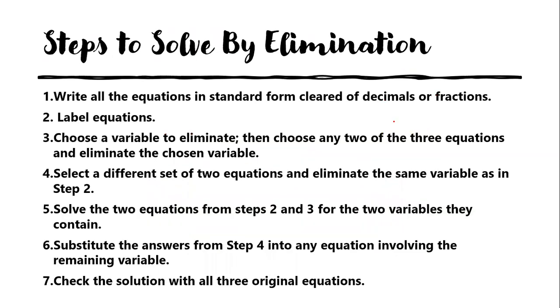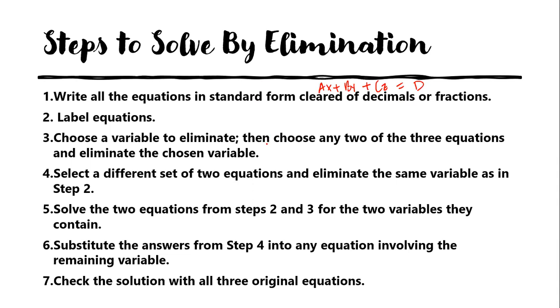All right, so steps to solve by elimination. 1, we're going to write all the equations in standard form, cleared of decimals or fractions. So standard form means we're writing ax plus by plus cz equals d. That's just the gist of it. x plus y plus z equals a constant, okay? We want to label the equations. So there's 3 of them typically. So we're going to label them 1, 2, 3.